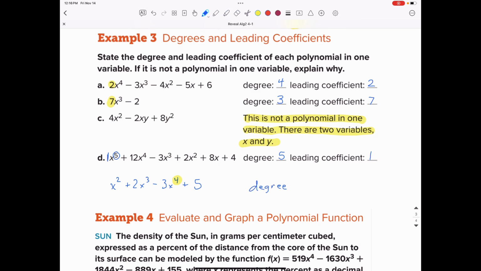And what's the lead coefficient? The lead coefficient is going to be the coefficient that is with the degree of 4, and that's actually negative 3. Because this is not written in descending order of exponents. It was not written in standard form. Standard form in descending order of exponents would actually be negative 3x to the fourth plus 2x to the third plus x squared plus 5. And then when it's in descending order of exponents, you can see that the first coefficient that we see is that negative 3.